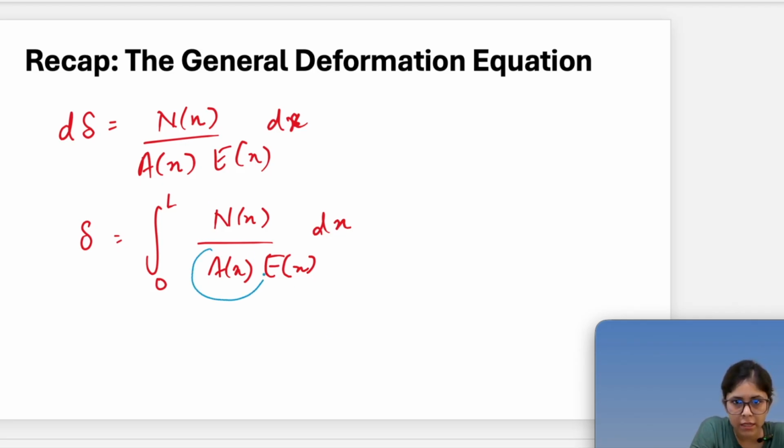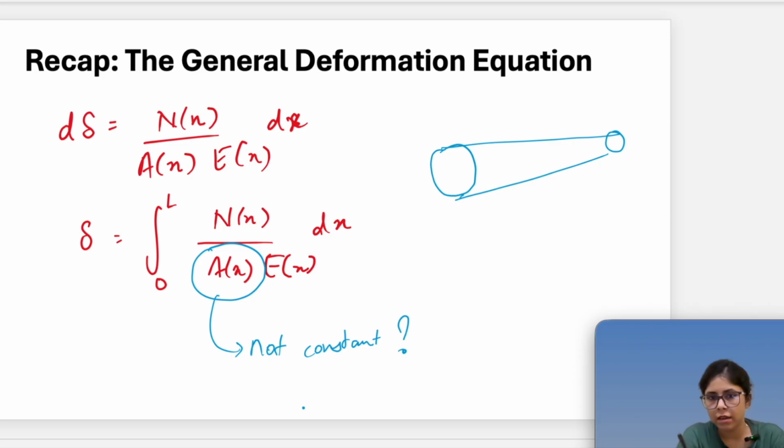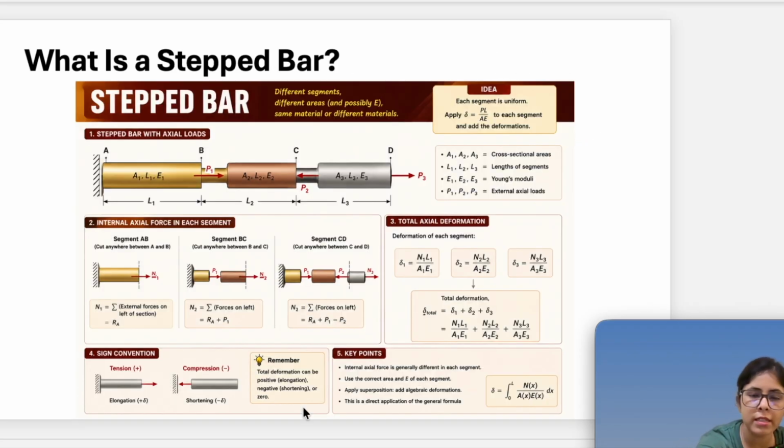So this area A(x) is not constant, right? If it is not constant, that means sometimes it can go something like this, a taper, right? Here it is this area, here it is this area. So you can see that now we have an area which is not constant. In that case, let's come to the first thing, which is stepped bars.